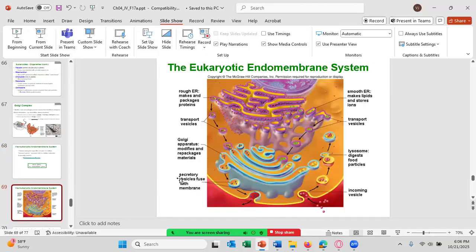Anyways, that's the endomembrane system, in which the molecule is made in the ER, either the smooth ER for a lipid or the rough ER for a protein. It will be packaged into a transport vesicle, fused into the Golgi apparatus, be modified in the Golgi apparatus, and then come out the other side of the Golgi apparatus as a transport vesicle, and then go to where the cell wants to have that molecule.